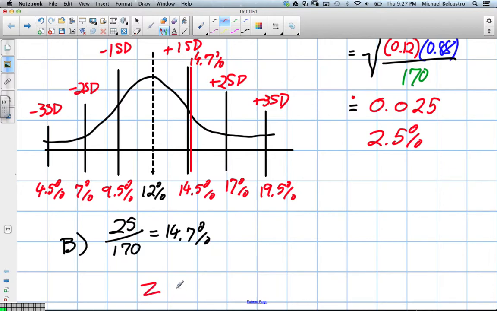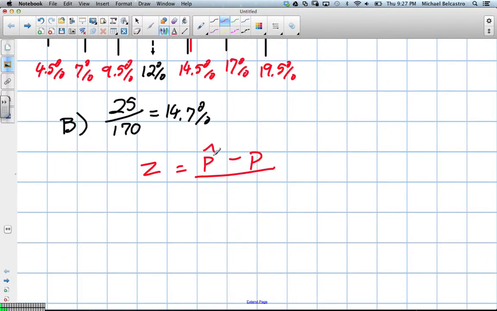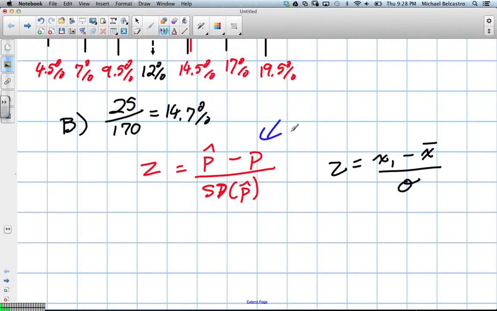Our z-score formula, we'll write it out here, is we take the proportion and subtract the mean, the proportion mean, over the standard deviation of the proportion. Now it looks very different, but all that was before is we took the data x, subtracted our mean x bar, and divided by our standard deviation. It's the exact same idea. The only difference is we're using different letters to represent it.